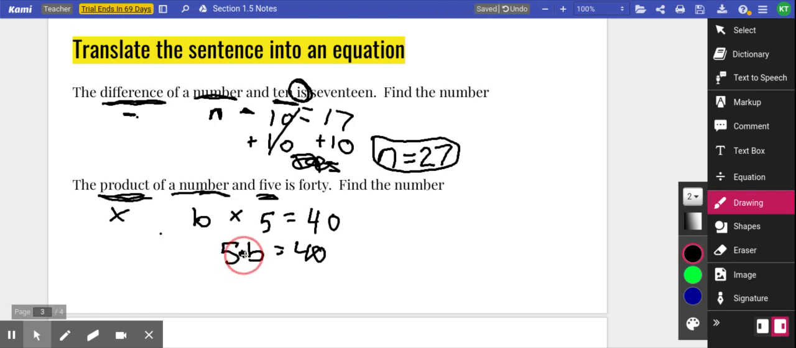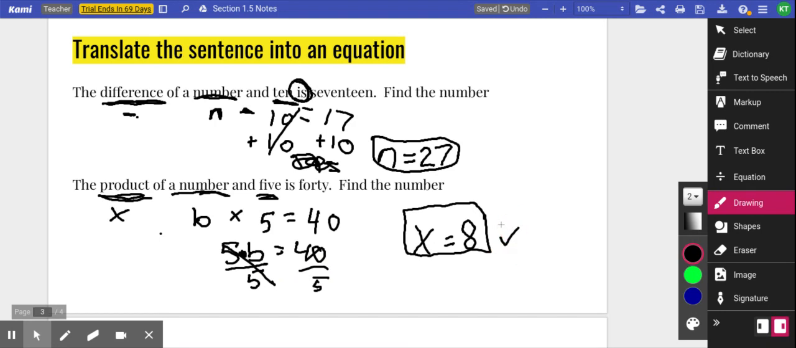All right, so what times 5 is 40? Our basic skills, when we reviewed those, we should know that 8 times 5 is 40, right? Using inverse operations, we could check by dividing both sides by 5. 40 divided by 5 is 8. So that is our solution to the verbal sentence.